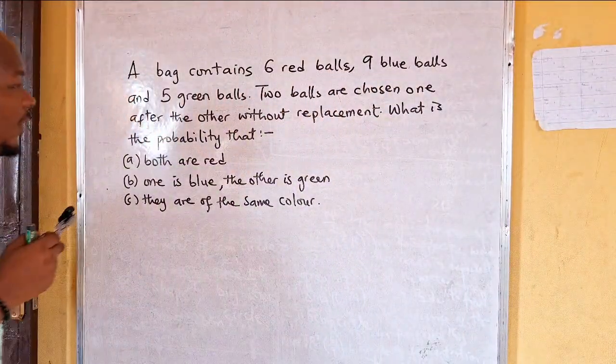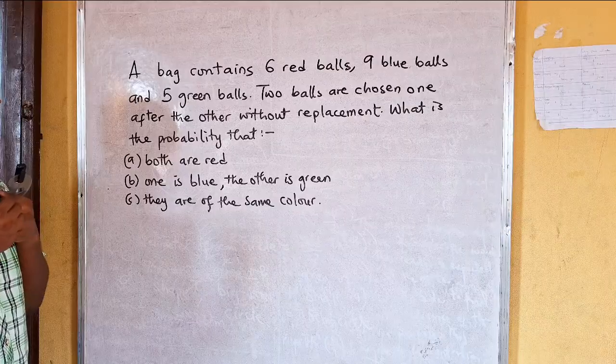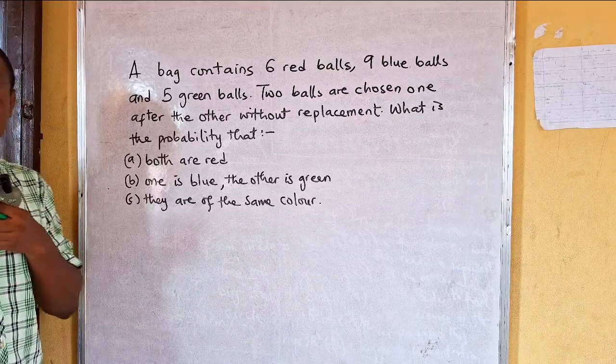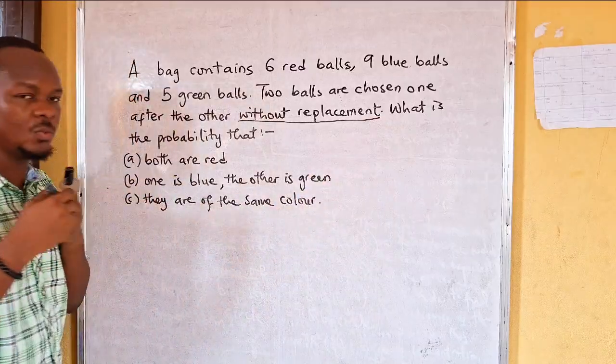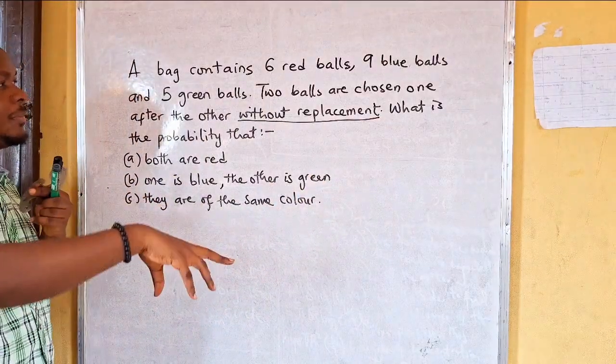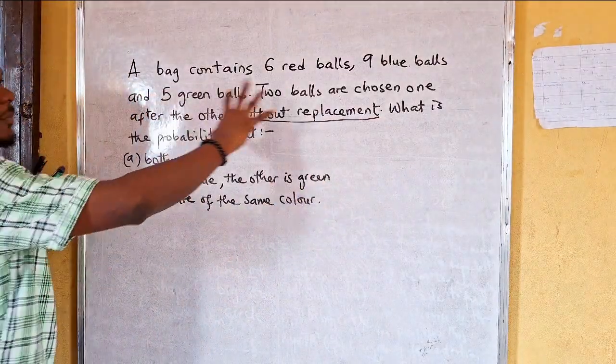So this is a problem on dependent probability. Why? It says without replacement. So we take each time and we don't put it back. So let's first get how many balls are here.